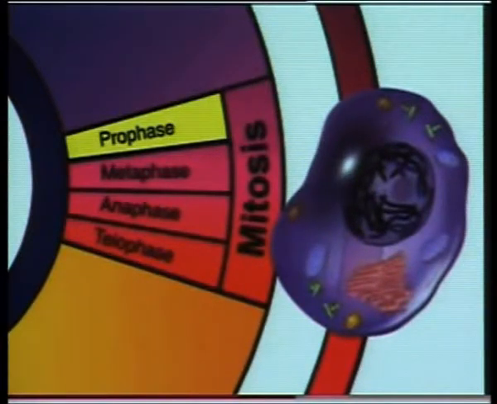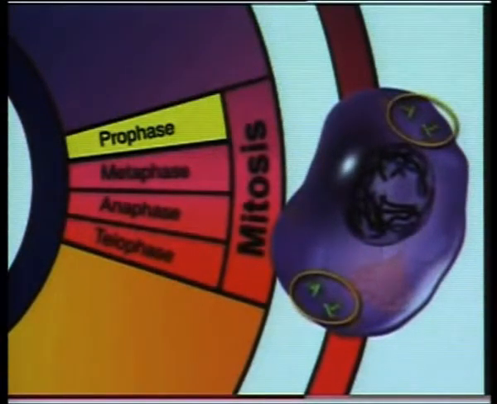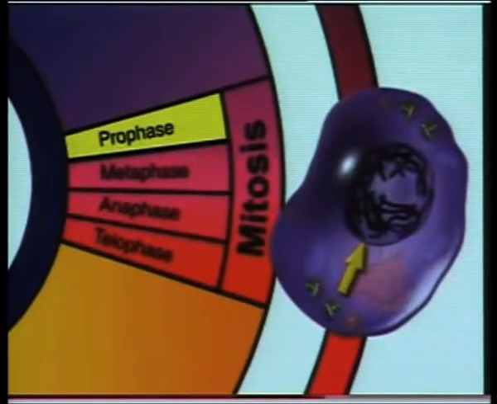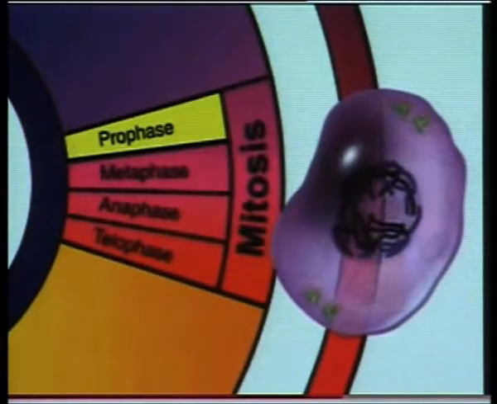The prophase is the first stage of mitosis, during which chromosomes condense, the nuclear envelope disappears, and the centrioles divide and migrate to opposite ends of the cell.